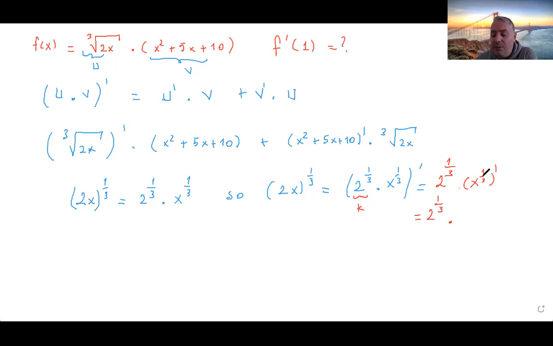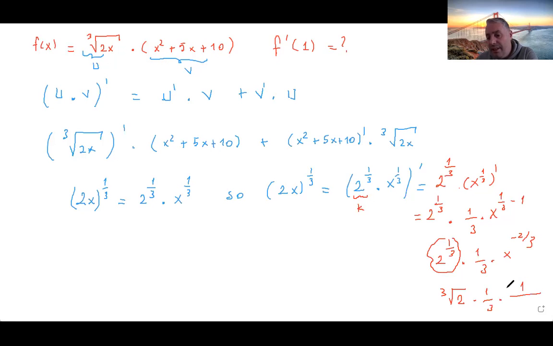Times, the power rule says take the power and decrease the power by 1. So it will be 2 to the 1/3 times 1/3 times x to the power of negative 2 over 3. Finally it will be the cube root of 2 times 1 over 3 times 1 over, when it goes to the denominator, the cube root of x squared. We know how to write this. Now, let's go back to the solution then.